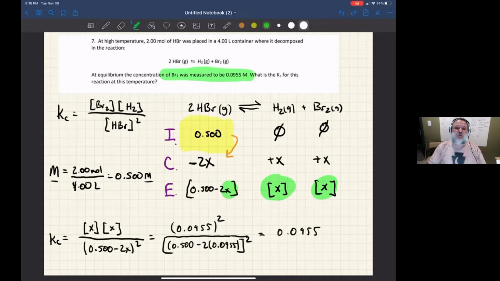0.0955. I know that seems weird. It's just coincidental. It is the same number. Put it in your calculator if you don't believe me. It actually works out to be 0.09548. So we round to 3 sig figs, we get 0.0955. And so that is the equilibrium constant in terms of concentration. And that's what the problem is asking for.